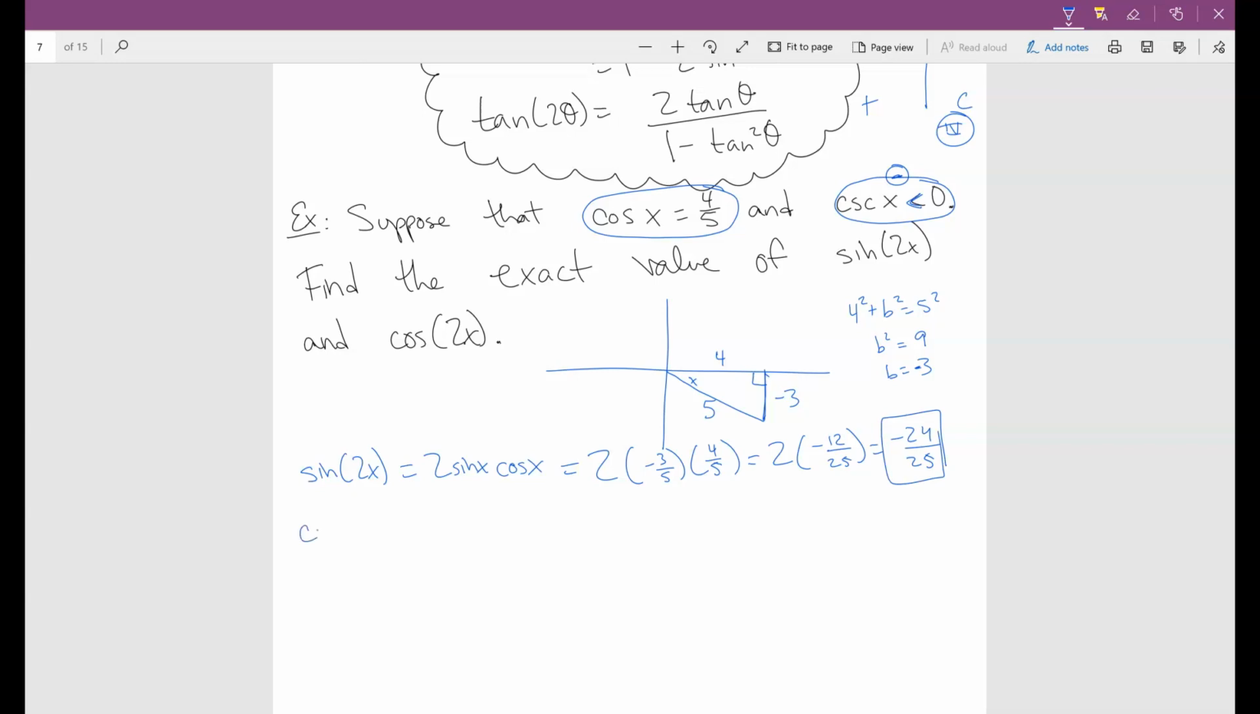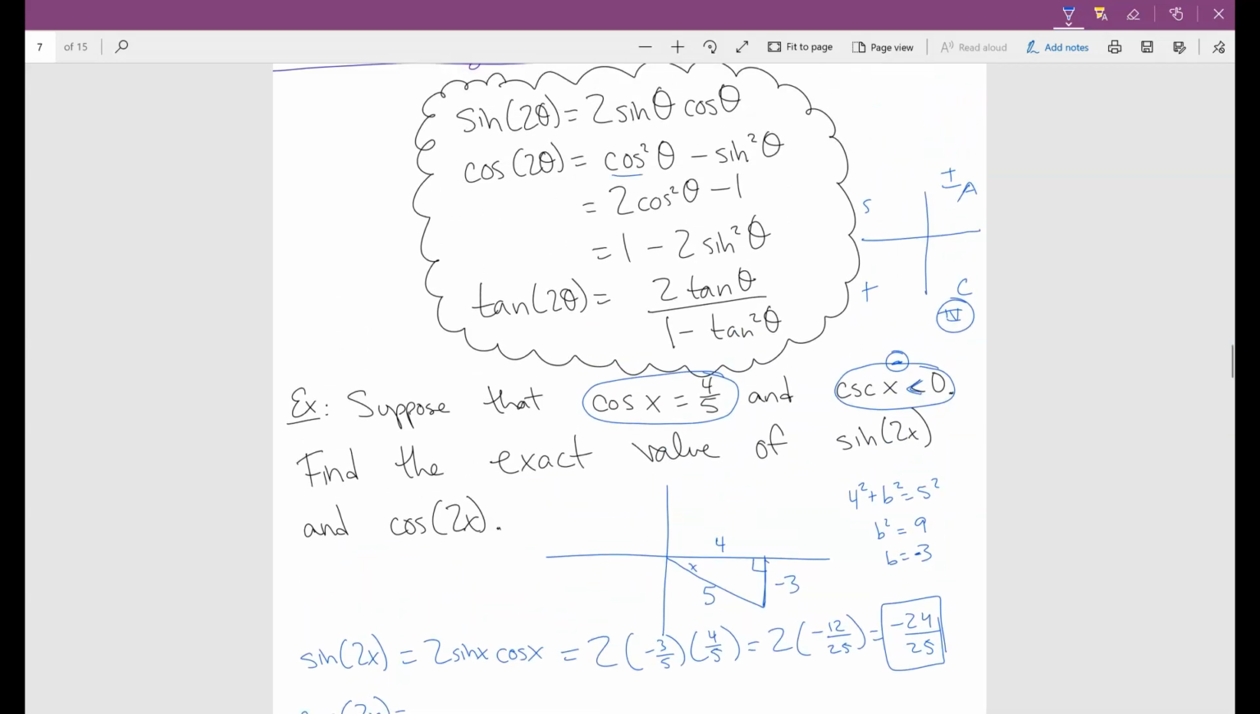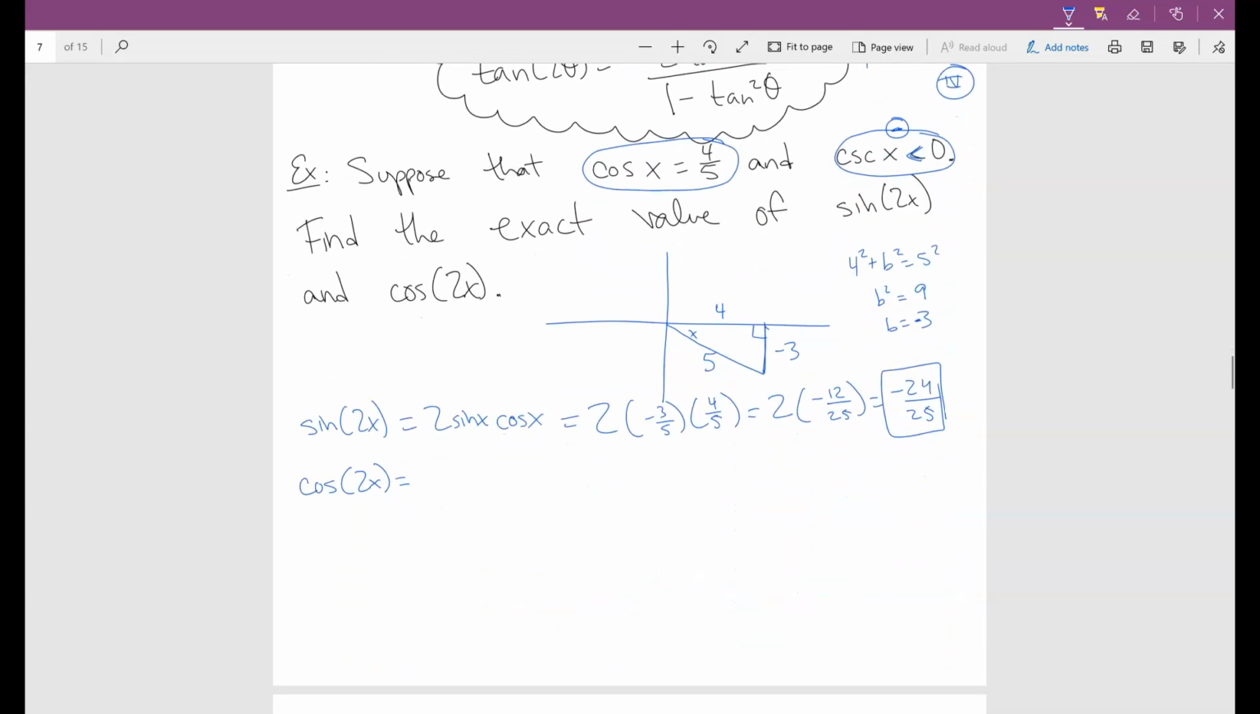Okay, now let's figure out what cosine of 2x is going to be. Here we can choose whichever of these formulas we want. I'm just going to choose the first one, cosine squared theta minus sine squared theta. So cosine squared x minus sine squared x. Now remember that whenever you see a squared like this, you can always rewrite it as cosine x squared minus sine x squared. So the x is not squared, the whole thing is squared. So cosine of x in this case is 4/5 squared, minus sine of x, which is negative 3/5 squared.